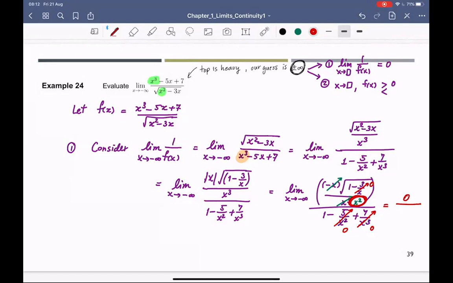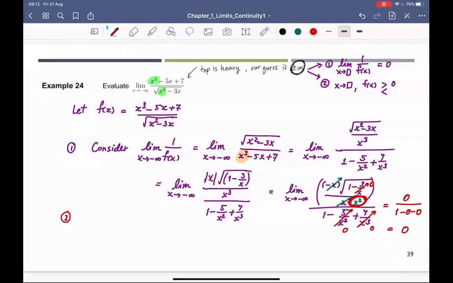Under the square root sign, you get 1. So 1 multiplied by 1 over x squared is 0. And in the denominator, you have 1 minus 0, which is 1. Anyway, you get 0. It's a long story, but the limit of 1 over f(x) is 0.